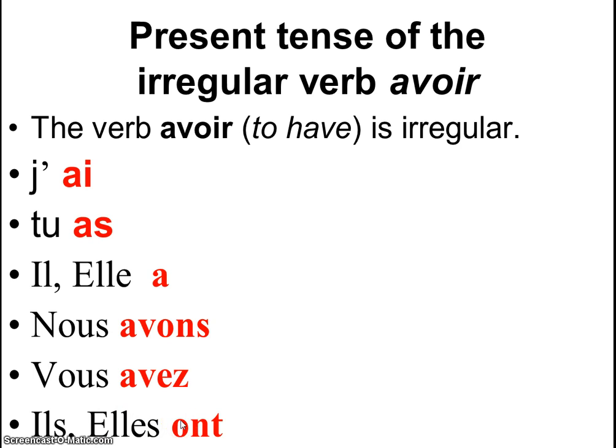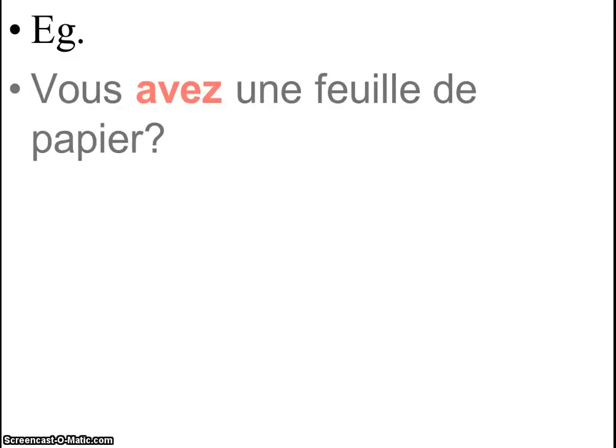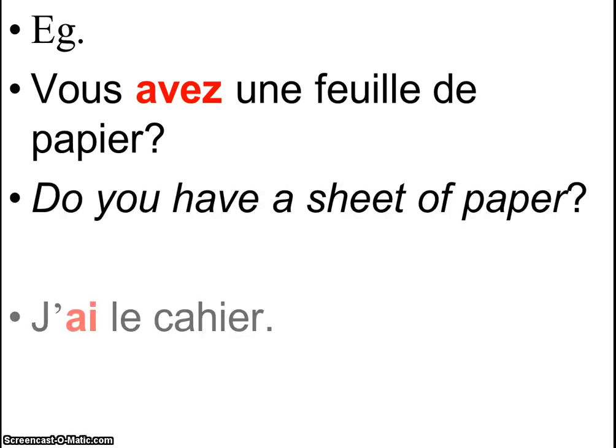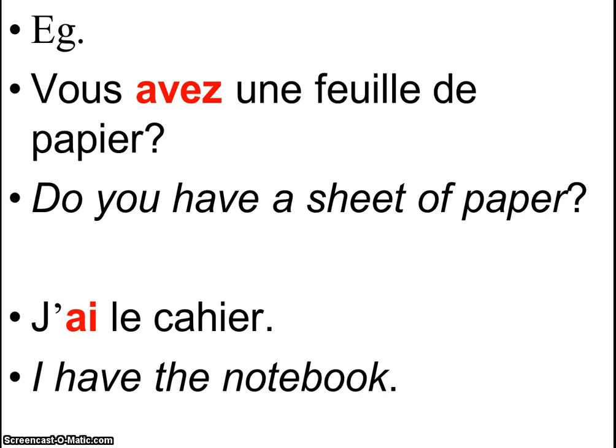Okay, so you can actually pause this at this point and just take the note, and after that, let's move on to the next one. So for example here, vous avez une feuille de papier. Do you have a piece of paper? Vous avez une feuille de papier. Or you can also use, like, j'ai le cahier. I have the notebook. Okay, so that's simply the present tense of the verb avoir.